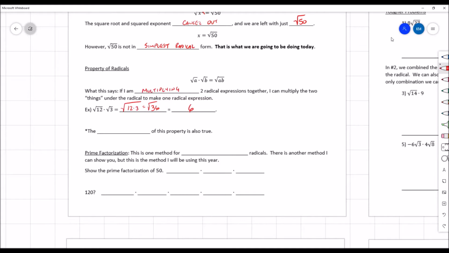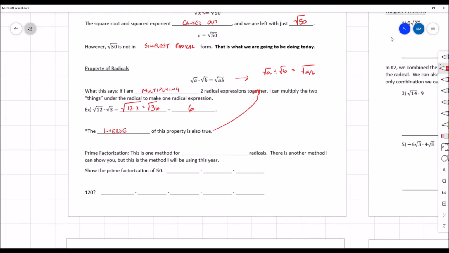The inverse of this property is also true, meaning if we were doing division, we could divide. So when we talk about the inverse, radical A divided by radical B would equal radical A over B. Just division here.